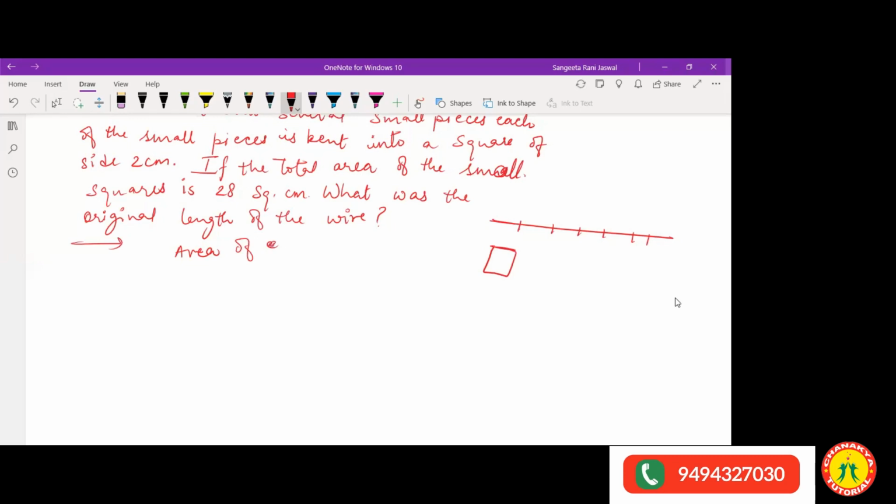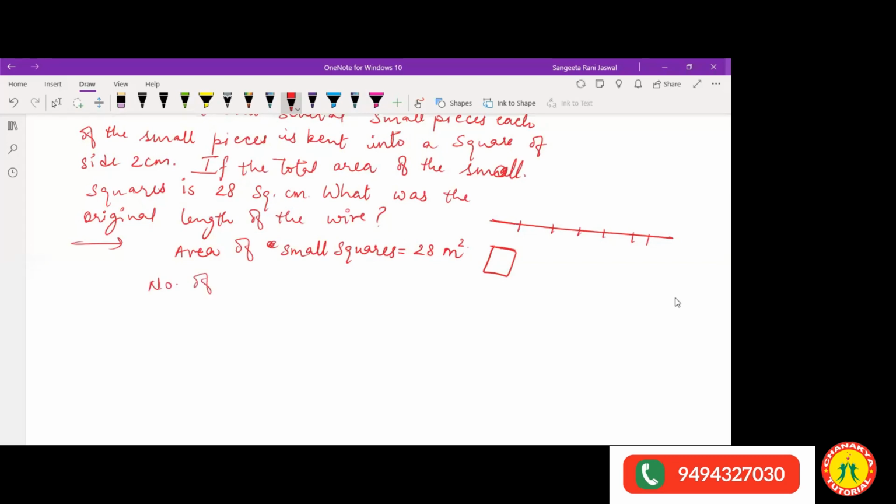So area of each small square you can write. In the big wire, they cut small pieces. I got a square of 2 centimeter side, so the area is equal to. Please do it in your notebook. Ma'am, should we convert the 2 centimeters? The area of the square of 2 centimeters is equal to 4 centimeter square. First find the area, then the number of pieces.